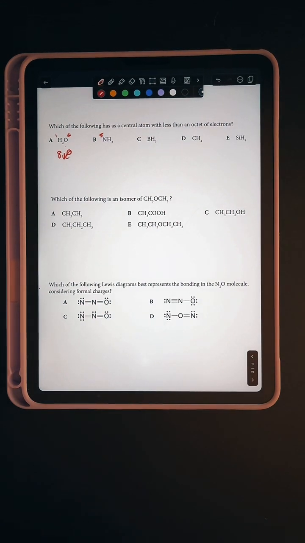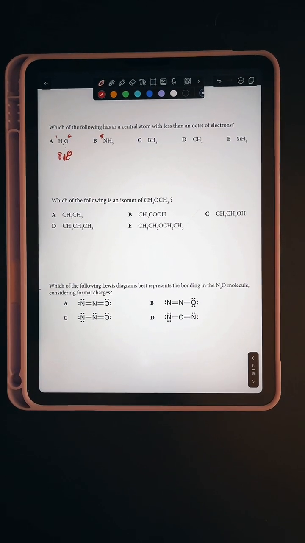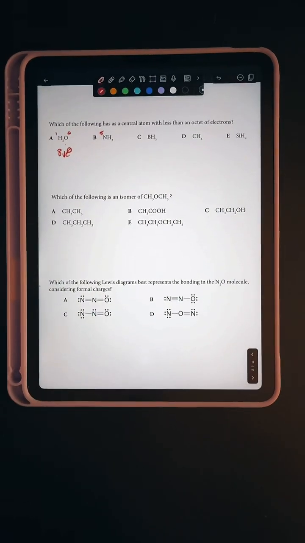I notice my phone battery is getting low, so I'm just going to plug this in before it cuts my live off. There we go.